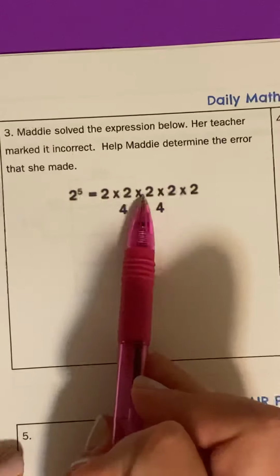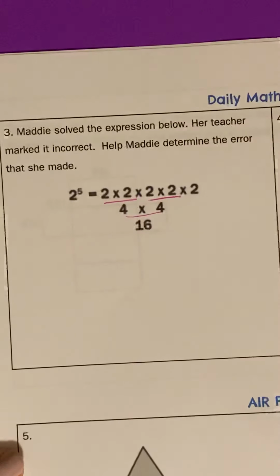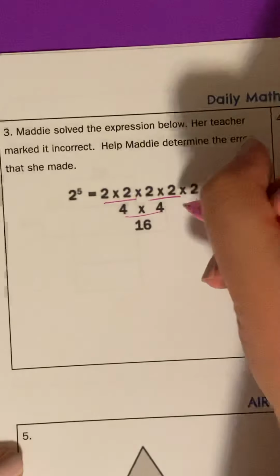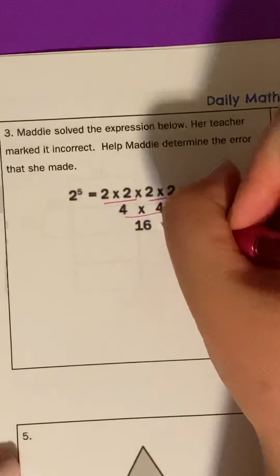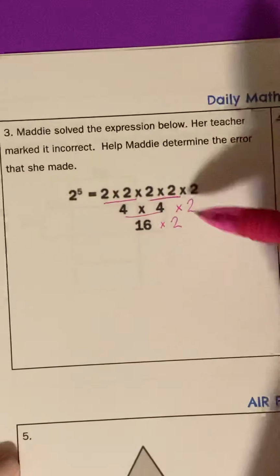Yes. All right, so let's see what she did. So she did 2 times 2 to get 4. Yep. And then she did another 2 times 2 to get 4. And then she did 4 times 4 to get 16. Uh-oh, what did she forget? She forgot the times 2. So we are going to multiply it by 2 because we need to bring that down.